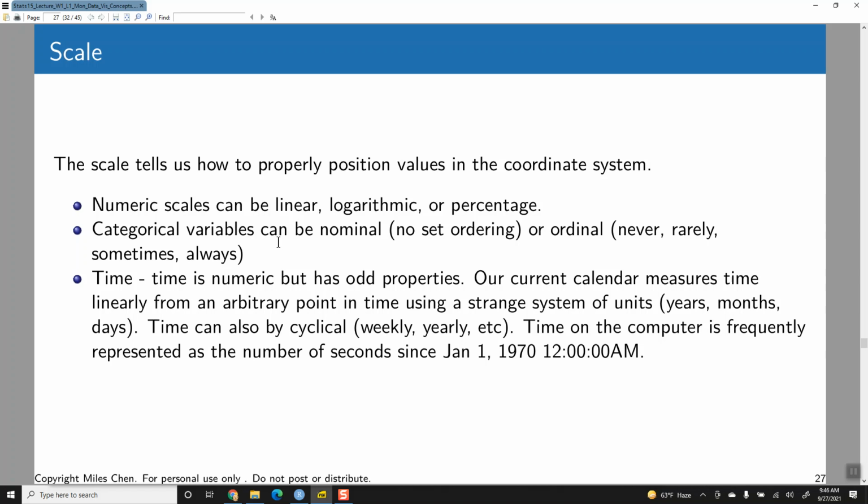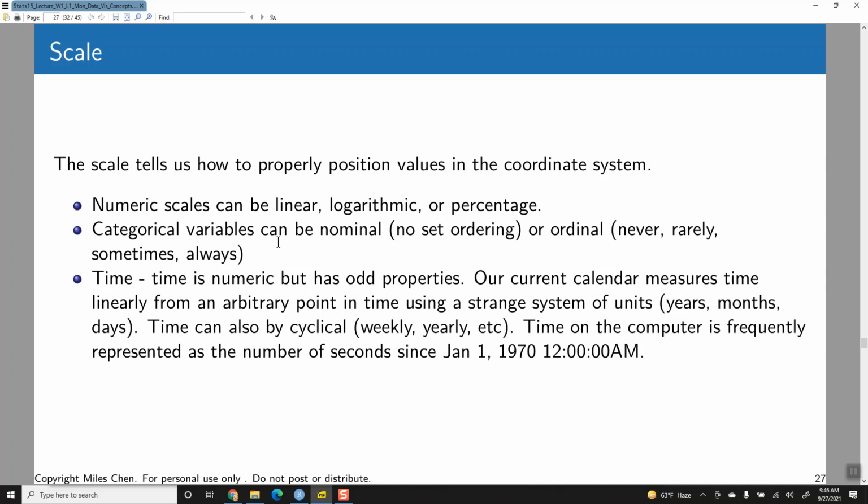As far as categorical variables, they can be nominal, not a set ordering. So if you think about some of these charts, should the column for Democrats go on the left or the right, Republicans on the left or right? I mean, there's kind of already a political tendency that makes sense for that. But if we were talking about t-shirt colors, what order should you put the t-shirt colors in, right? You can have red shirts and blue shirts and gray shirts and black shirts and white shirts. And how should these be ordered?